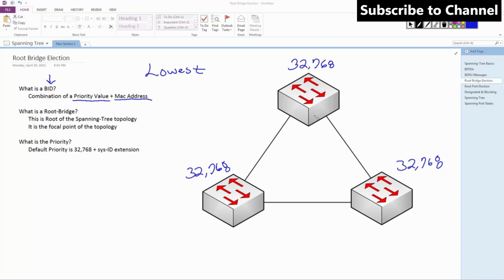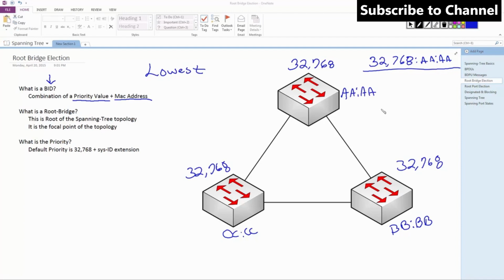So if we had a MAC address here of, we'll say AA, and this is BB, and this is CC, just to make it short, this switch up here will become the root bridge, because our bridge ID number will be 32,768 AA. That will be our total bridge ID number.